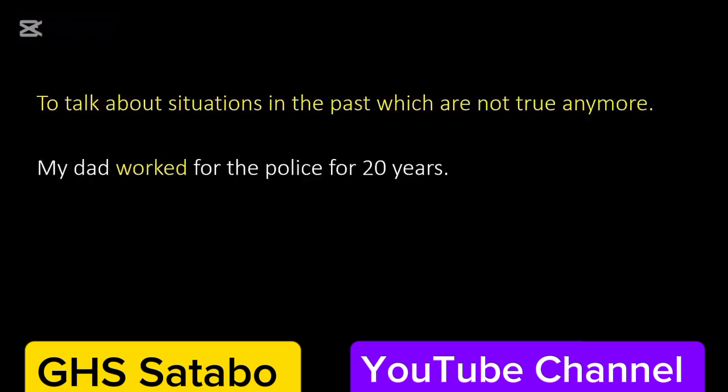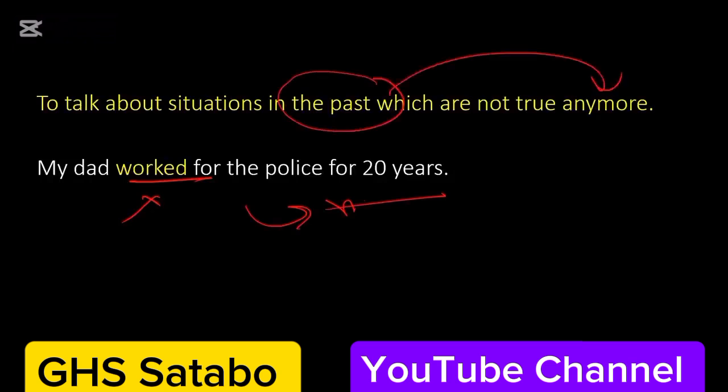Simple past tense is also used to talk about situations in the past which are not true anymore. They used to be true, but now they are not. Let's dive into the example right away. My dad worked for the police for 20 years. So that means this activity is over, but it's also not true in your present tense. It is completely a situation in the past which is not true anymore. So what we studied in simple past is, if you want to talk about past activities which are over, if you want to talk about situations that are not true anymore, if you have a sequence of actions happening, you will always use simple past.